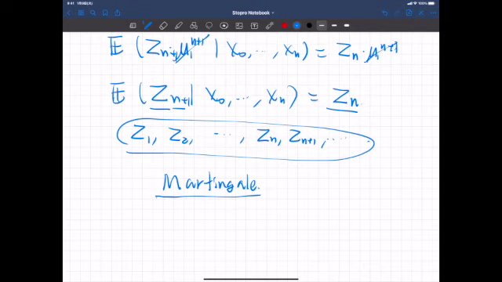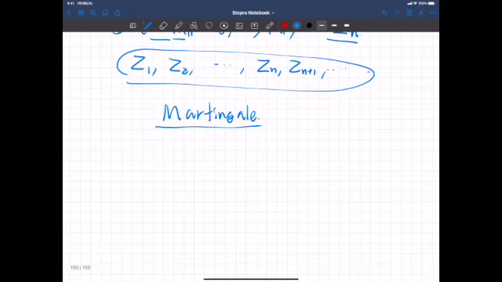This name comes from a strategy in gambling. So consider some gambling like a coin toss. First, a gambler bets $1. Then in the next game, whether he wins or not, he bets $2. And in the next game, whether he wins or not, he bets $4. So every time he plays a bet, he doubles his stake. This is called a martingale strategy.